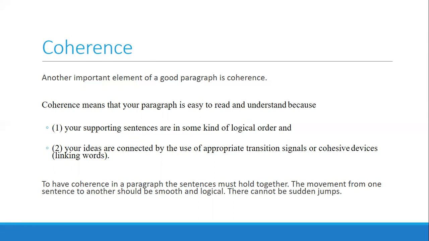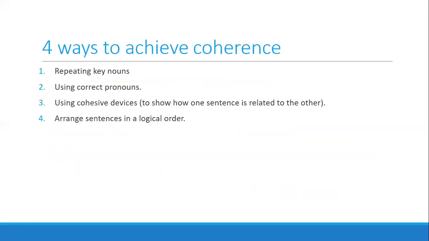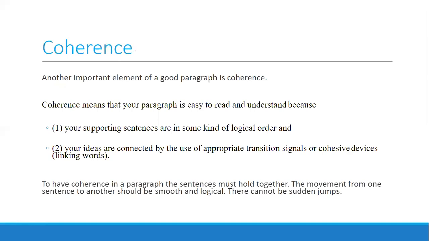Right? There cannot be sudden jumps and surprises for a reader. Okay? So there are 4 ways to achieve coherence. Let me remind you what is meant by coherence once again. Coherence means that your paragraph is easy to read and understand, right? That means your sentences must hold together. The movement from one sentence to another should be smooth and logical, right? Those are things that you need to keep in mind.